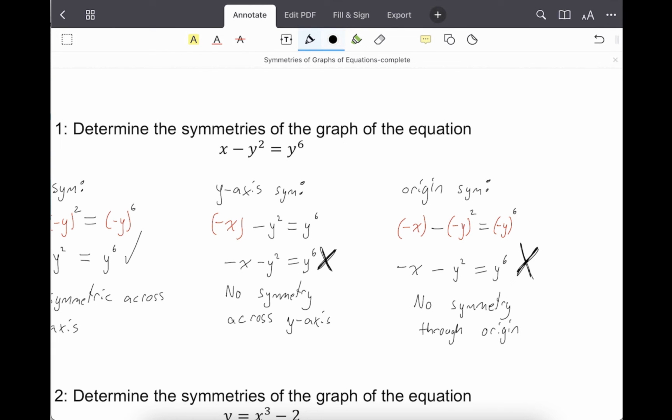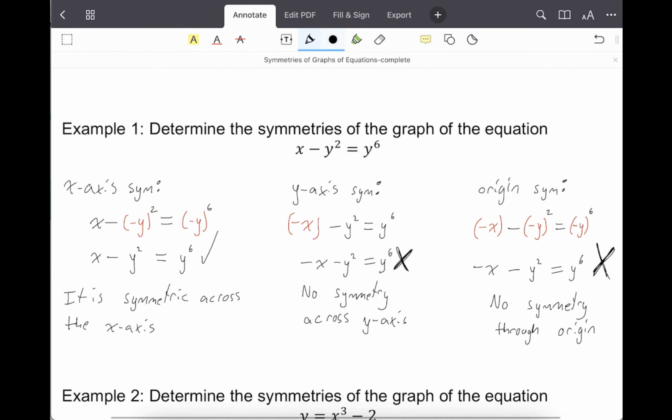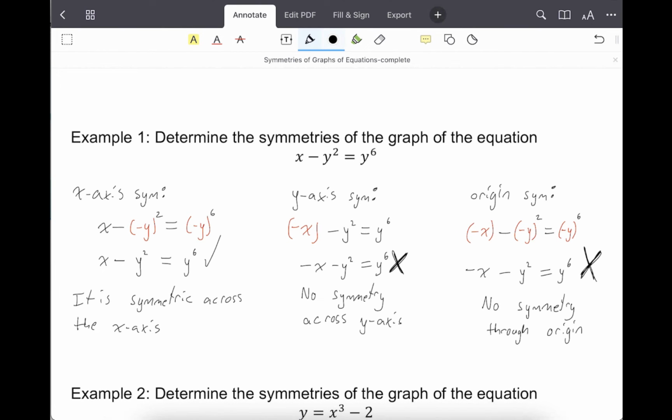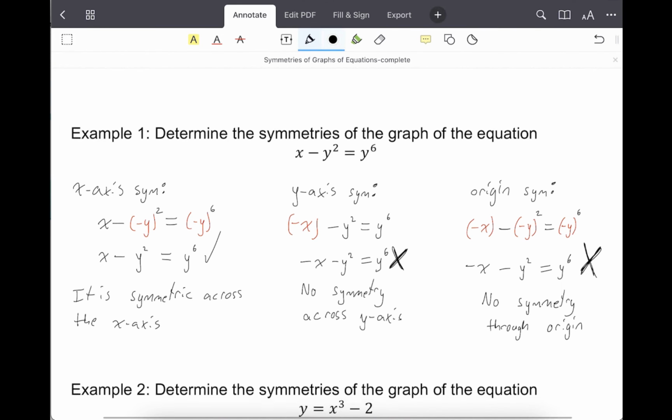That one just has x-axis symmetry. Again, we can just look at the equation. Notice that y is to the 2nd power and the 6th power, both even powers. And because of that, we can already kind of know that there's x-axis symmetry.